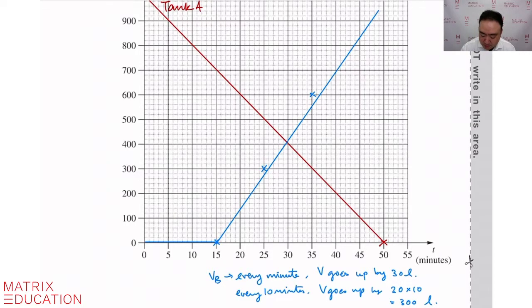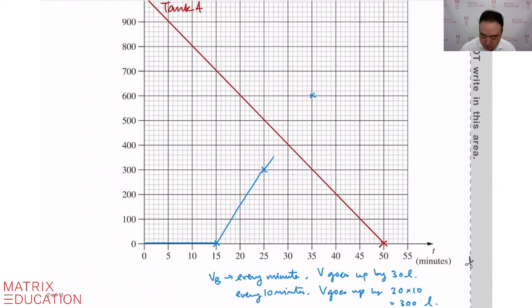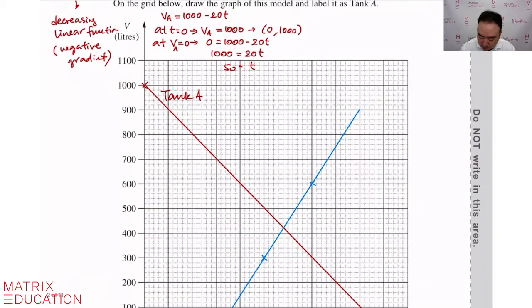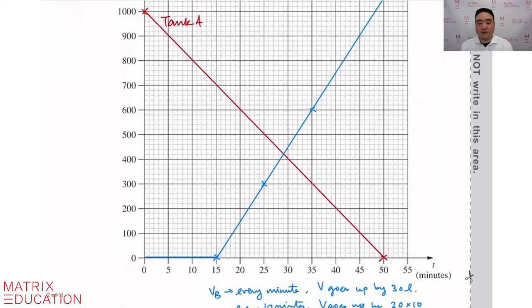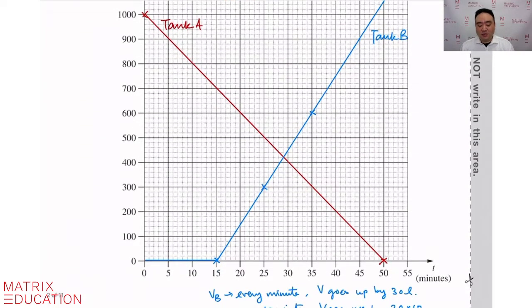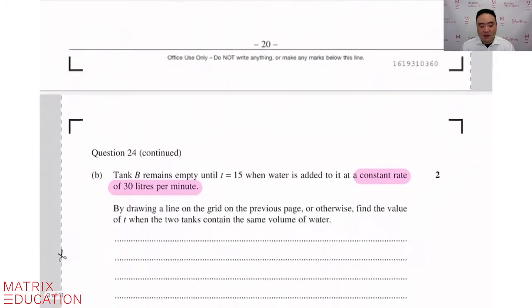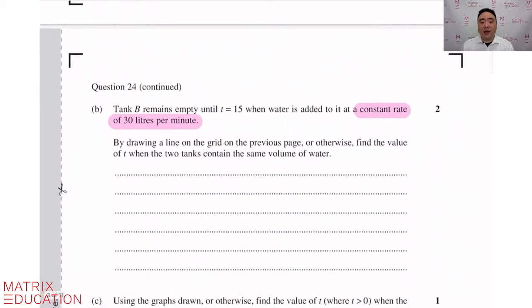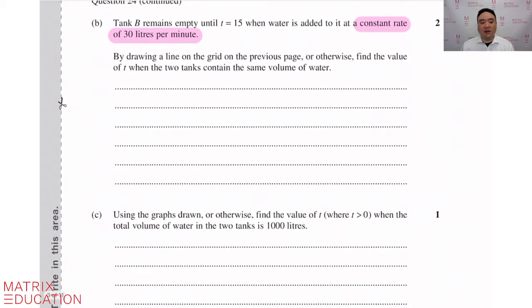Yep, that's not the best line. Yeah, all right, that looks good. Let me just continue on a little bit more. Okay, all right, so that's another straight line. And now we're going to label this as tank B. Okay, that's tank B. So we have two graphs now, one for tank A and one for tank B. The question said, by drawing a line on the grid on the previous page, or otherwise, find the value of t when the two tanks contain the same volume of water.